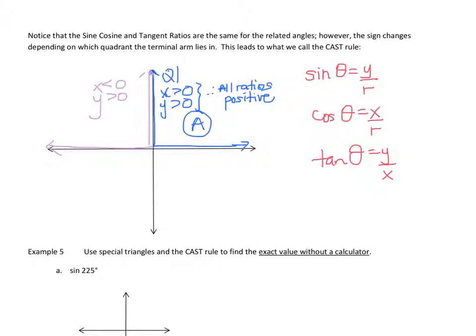Cosine, though, is going to be negative, because cosine theta is defined as x over r, and if x is negative, then the cosine ratio will be negative. The tan ratio will also be negative, because tan theta is defined as y over x, and again, if x is negative, then the tan ratio will be negative. So the only one that's going to be positive in quadrant 2 is the sine ratio. So we're going to say here, therefore, only sine is positive, and we're going to mark that quadrant with an S.